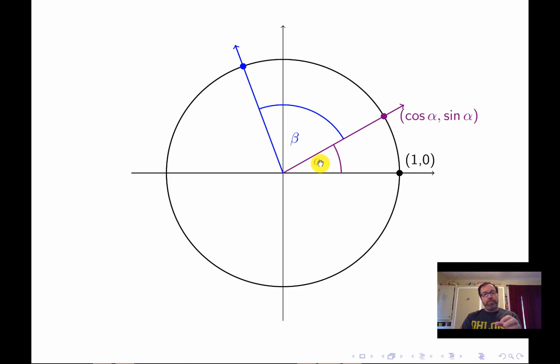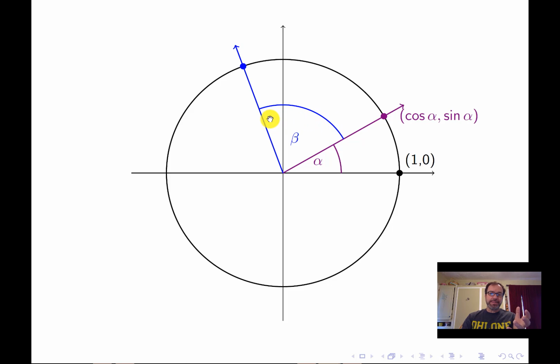Now keep in mind, alpha was in standard position, beta is not in standard position. The initial side of beta is on the terminal side of alpha. So the angle that is in standard position is alpha plus beta. So going from the positive x-axis all the way around to where beta is, that angle in standard position is alpha plus beta.